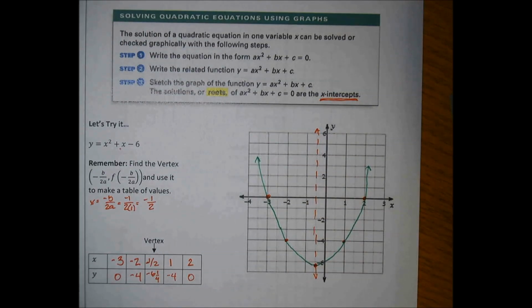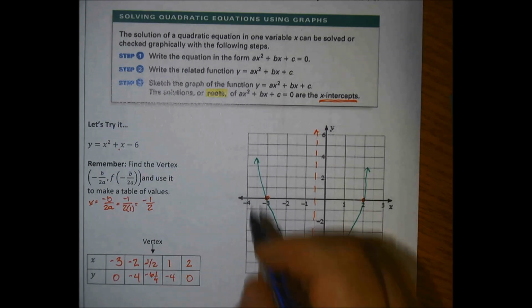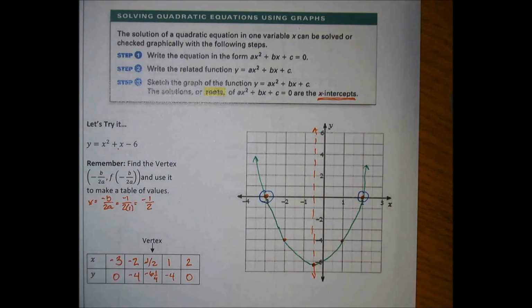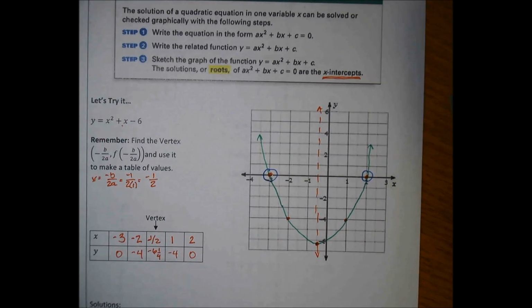So something like that would do. Okay, it does say to sketch the graph in the directions up there. So what we're looking for here is where this graph crosses the x-axis. Well, we kind of got lucky in the fact that the points that we picked actually equaled 0. Okay, that doesn't always happen.